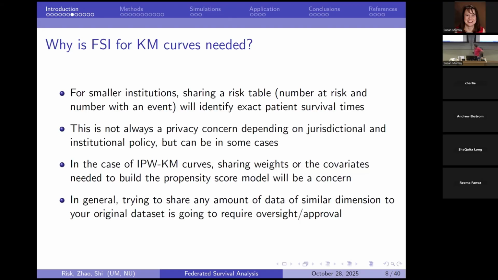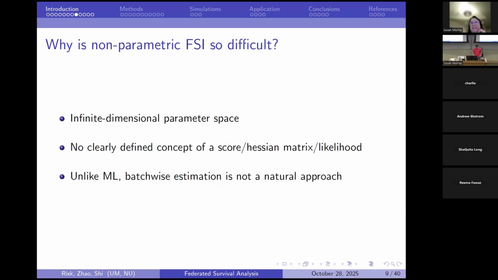And then even more importantly, in the case of inverse propensity weighted Kaplan-Meier curves, sharing weights or the covariates that are needed to build the propensity score model is often going to be a privacy concern. And in general, pretty much regardless of whether you can try to convince someone that you should be allowed to share this data, especially in the United States, sharing any amount of data that's of similar dimension to your original data set is always going to raise a lot of questions and probably going to require oversight or approval. So that's why we need to develop some sort of method to construct Kaplan-Meier curves that doesn't require sharing individual level data.